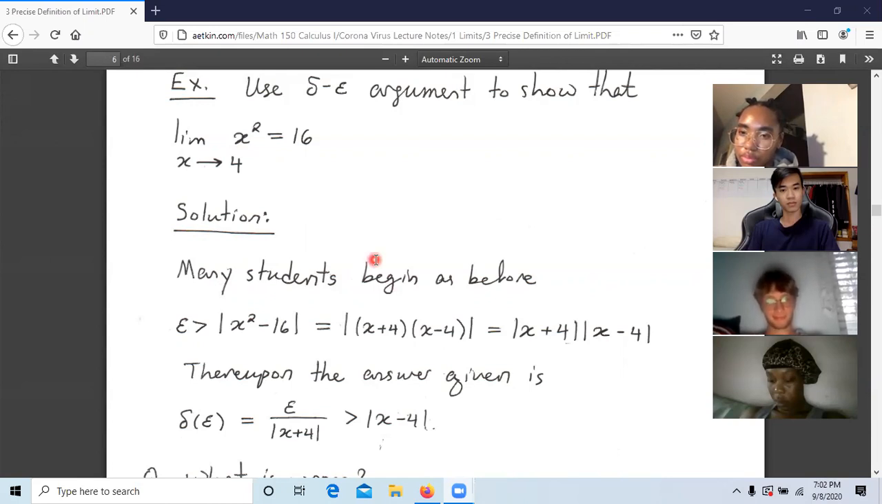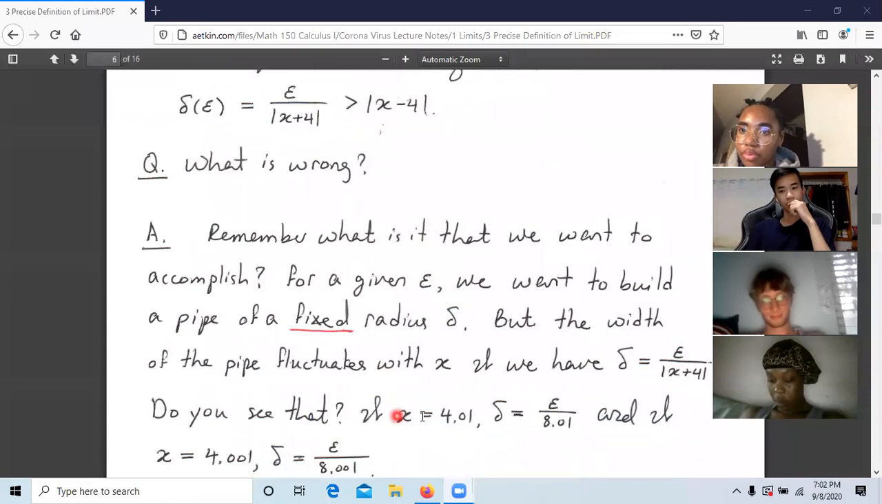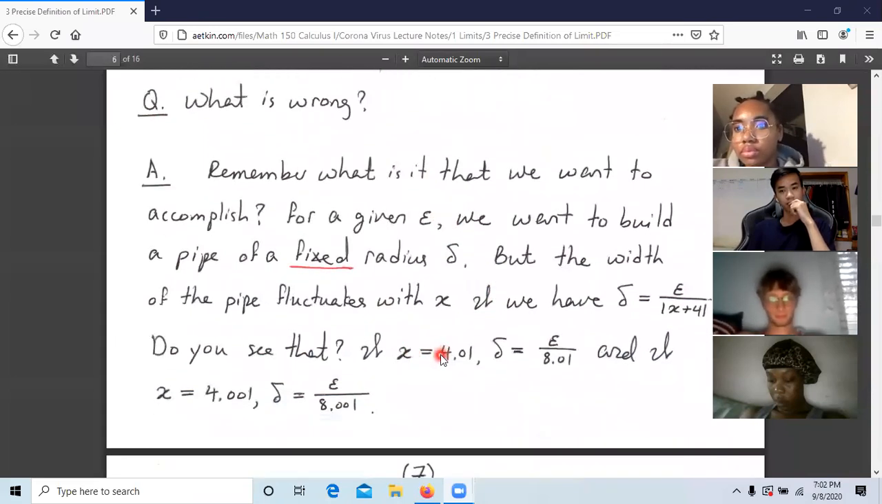Look at this question, guys. What's happening to this pipe? If you define the pipe as epsilon divided by x plus 4, this pipe changes with the input. Is that what we communicate? Suppose I launch x equal to 4.01. Then it's epsilon divided by 8.01, because 4.01 plus 4 is 8.01. So I have one delta for this x, and a very different delta for another x within the same domain. If I have 4.001, I have deltas that change with each x.